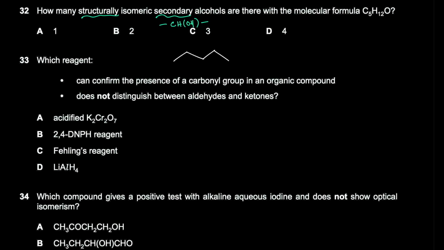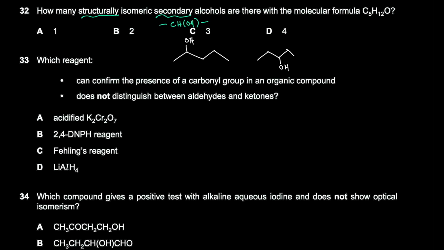5 carbon alcohol. Secondary alcohol means that it can be pentan-2-ol or pentan-3-ol. It can't be at the end, that would be pentan-1-ol. That's a primary alcohol because that would be a CH2OH. So it can either be pentan-2-ol or it can be pentan-3-ol.